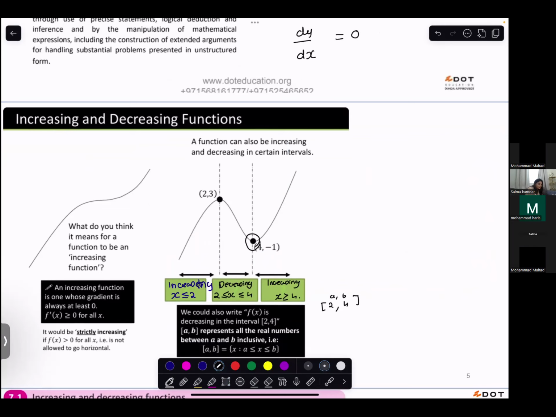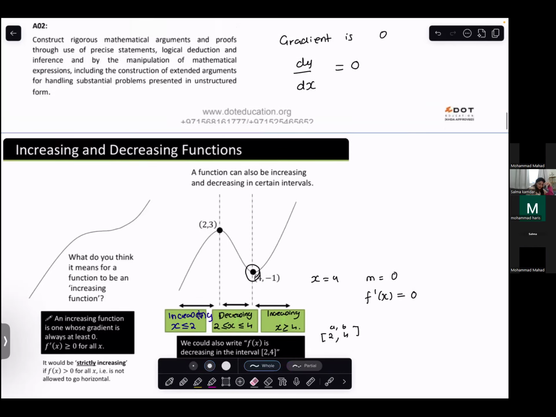Come on, over here. What is it? X is equal to 4. What happens at x equal to 4? Turning. My m is equal to 0, or I would say my f dash x is equal to 0. I hope you are with me. Are you with me? Okay, fine. So let's do a quick recap.